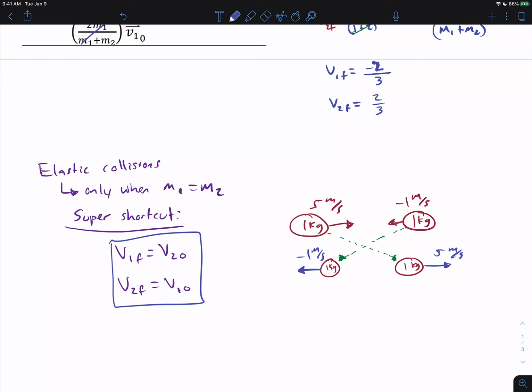This was mass 1, I'm going to call this M1, and this is M2. This right here is M1, and this right here is mass 2. So they've just switched roles. You can use this super shortcut to skip any math, which is really nice. It's really handy to do here.